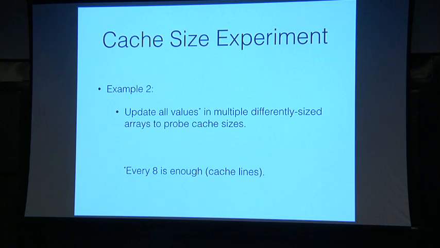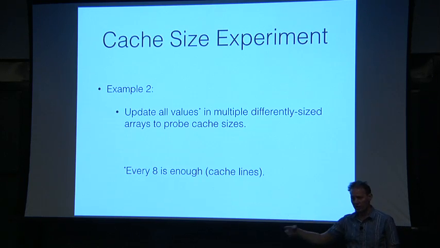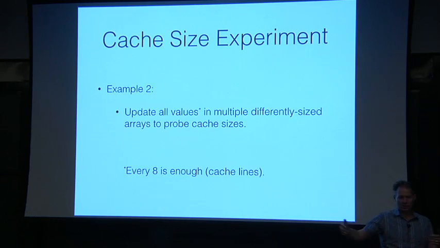All right. Cache size experiment 2. We're going to update all the values. Oh, I put the answer on the slide. Every 8th, actually, in multiply different sized arrays to probe cache size. We're going to zip through an array of like 1K and update every 8th value to touch every cache line, and then loop back through and do this a bunch of times, and then grow the array and see what sort of performance we get.